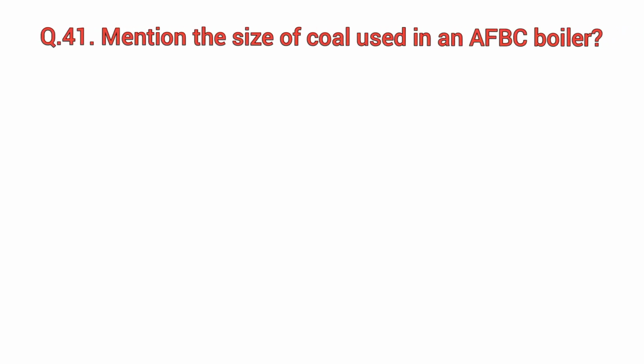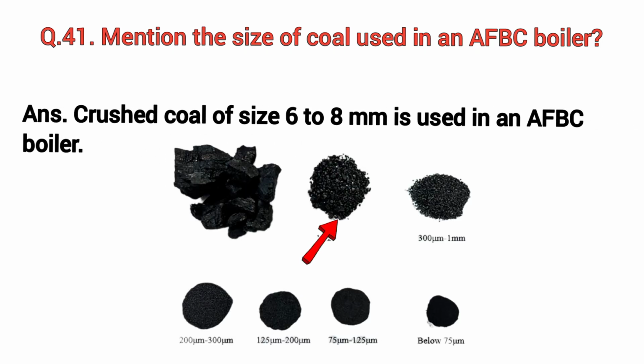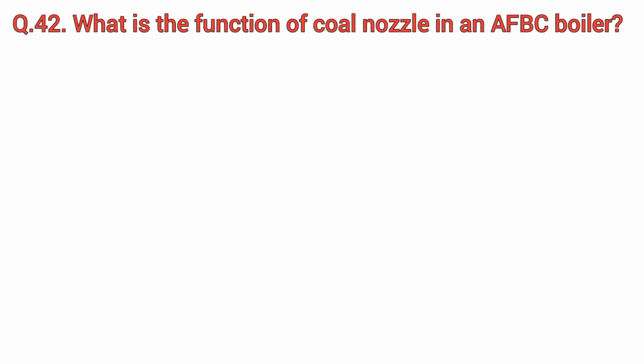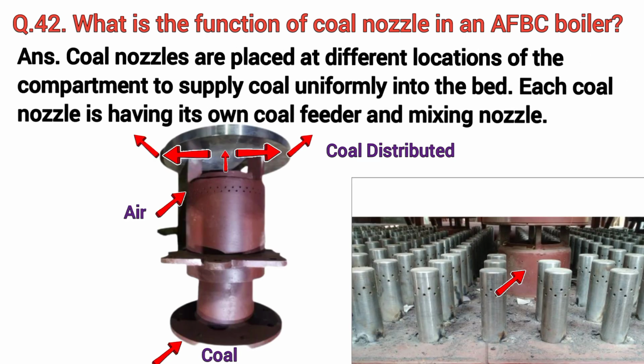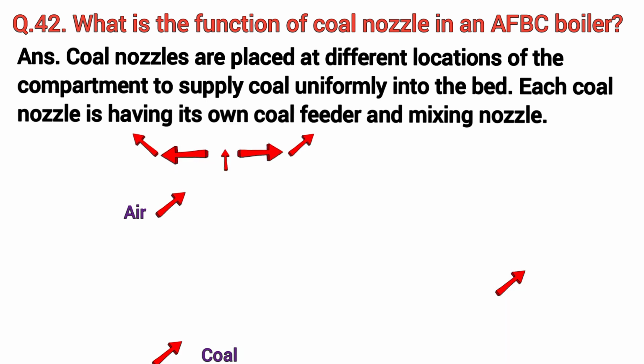Mention the size of coal used in an AFBC boiler. Crushed coal of size 6 to 8 mm is used in an AFBC boiler. What is the function of coal nozzle in an AFBC boiler? Coal nozzles are placed at different locations of the compartment to supply coal uniformly into the bed. Each coal nozzle has its own coal feeder and mixing nozzle.